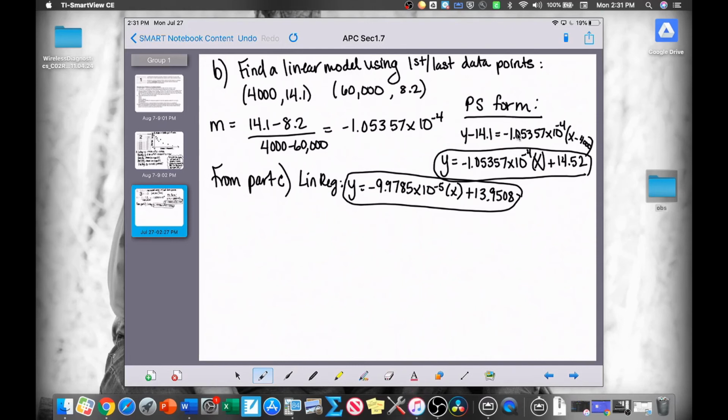And then part D says, use the linear model from part C, so the linear regression model. That's going to be this model right here, right, that the calculator found for us. Part D says, use the linear model from part C to estimate the ulcer rate for an income of $25,000. So D, use the linear regression to estimate ulcer rate for an income of $25,000.